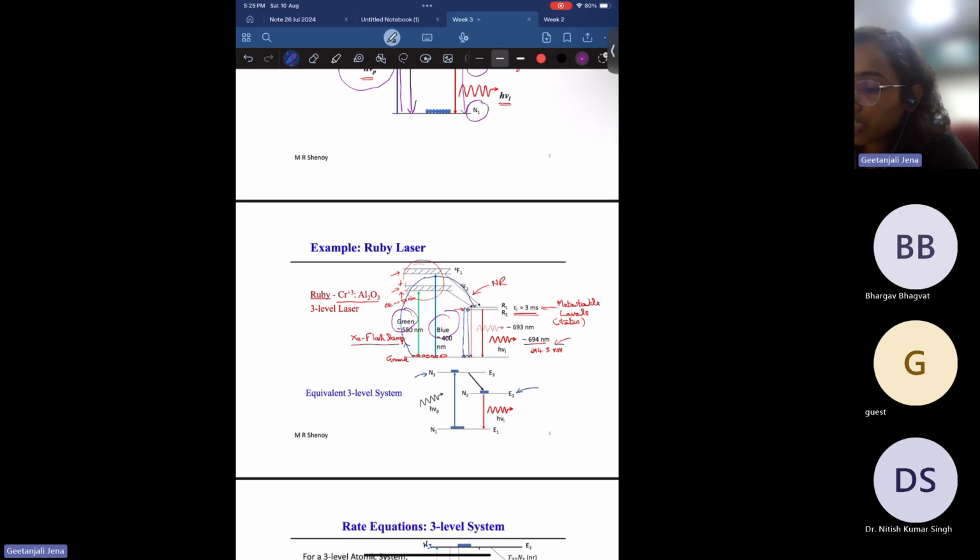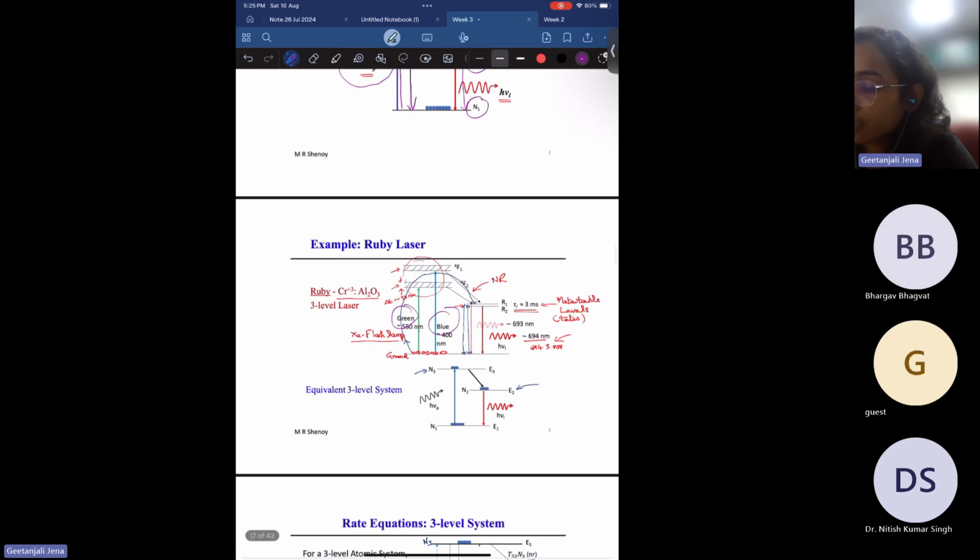So if you are incident with a green laser radiation, what will happen? It will be excited to the 4F2 state. And if it is blue, then it will get excited to the next energy band, which is 4F1. So depending on the type of pumping, it will get excited to one of these states. And during de-excitation, what happens? It comes down to one of the intermediate states, which are R1 and R2.